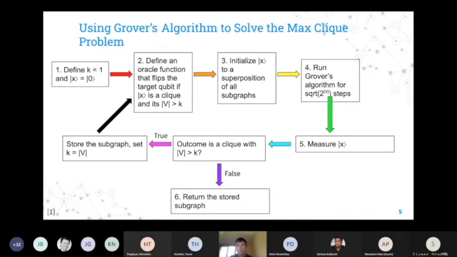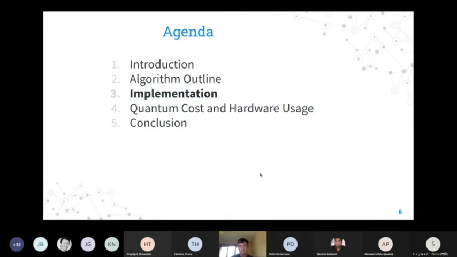Then you run Grover's algorithm for the square root of 2 raised to the magnitude of V steps. Remember before, that's the number of possible subgraphs. Then you measure x, and if the outcome is a clique with the magnitude of V greater than k, you store the subgraph and set k equal to the magnitude of V and return to step 2. And if it's not a clique with magnitude of V greater than k, you return the stored subgraph as that is the maximum clique. Next, I'll show the implementation.